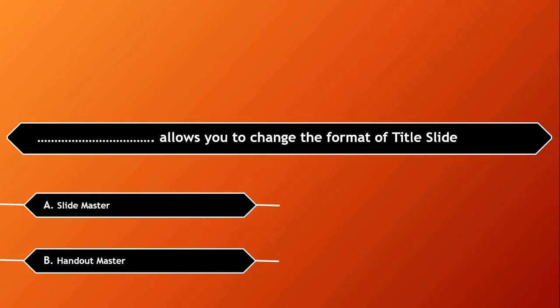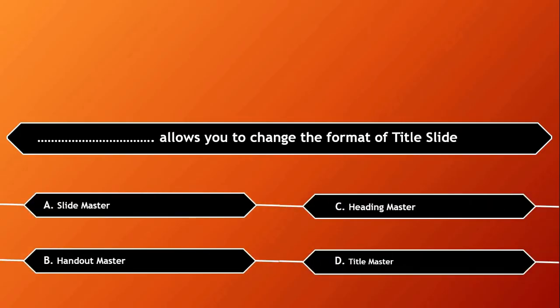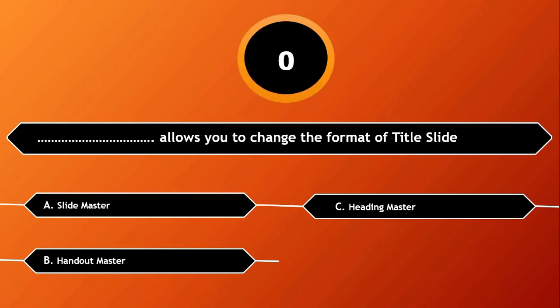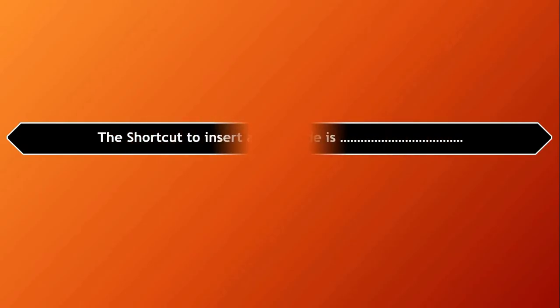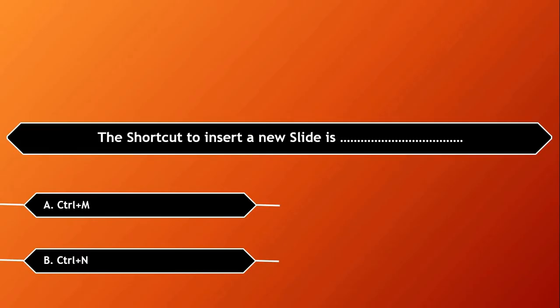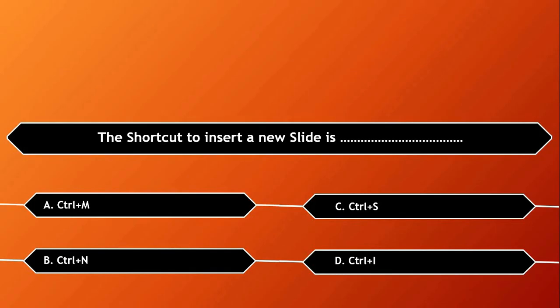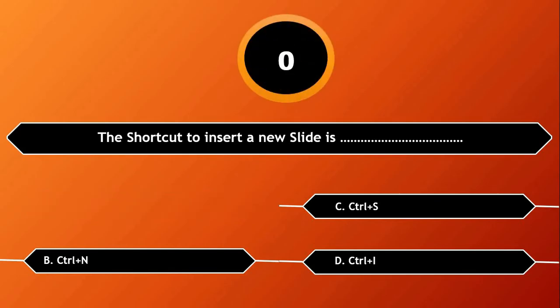Dash allows you to change the format of the title slides: slide master and layout master, heading master, title master. The right answer is title master. The shortcut key to insert a new slide is: Ctrl M, Ctrl N, Ctrl S, Ctrl I. Right answer is Ctrl M.